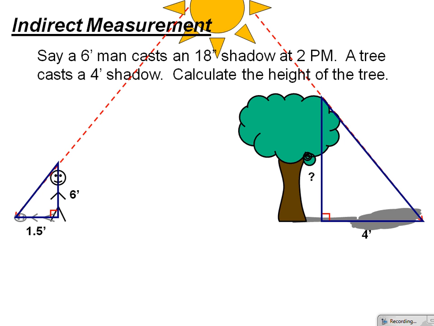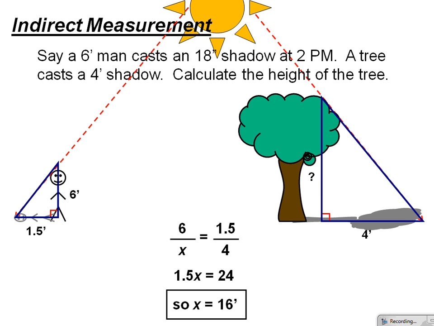Using these triangles, we no longer have to worry about the heights of the people or the heights of the trees. Let's just study the triangles themselves. Here we have two triangles where we know the proportional lengths of the height of the tree and the height of the person, 6 over x, to the length of the shadow of the person and the length of the shadow of the tree. If we set up that proportion, 6 over x equals 1.5 over 4, we can then cross multiply and solve this problem. So x equals 16 feet.